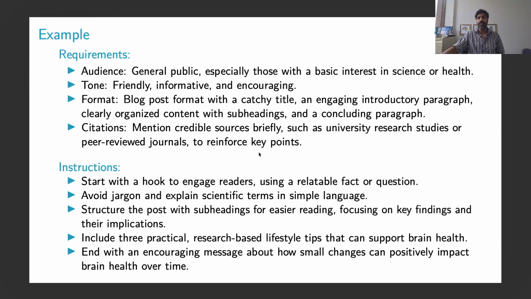And citations: mention credible sources briefly, such as university research studies or peer-reviewed journals. What are my instructions? How do I want the blog post to be written? We'll start with a hook to engage readers.